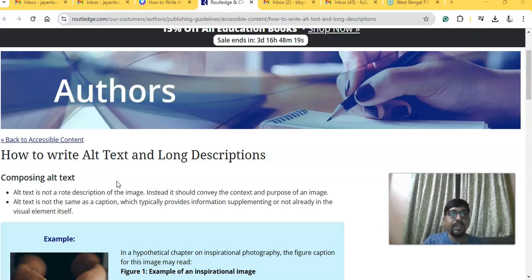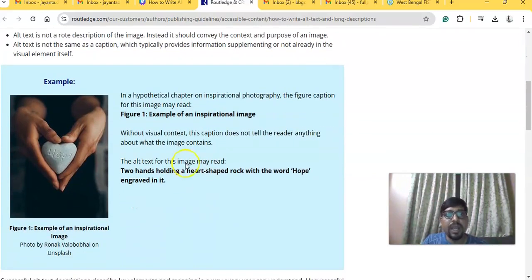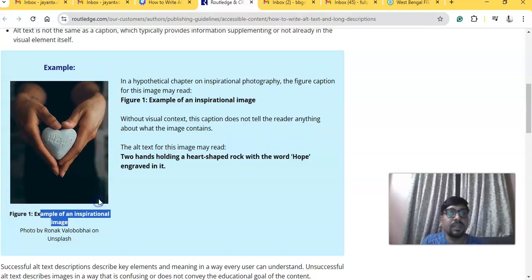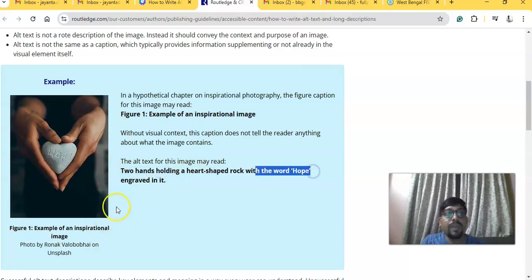Before showing you, read this website, how to write alt text and long description prepared by Ruthless. So this CRC page is showing a great example of alt text. See this figure, this one image, figure number 1, example of inspirational images. There is a hope. And the alt text, the best example, says: two hands holding a heart-shaped rock with the word hope engraved in it. So this is one best example for alt text.